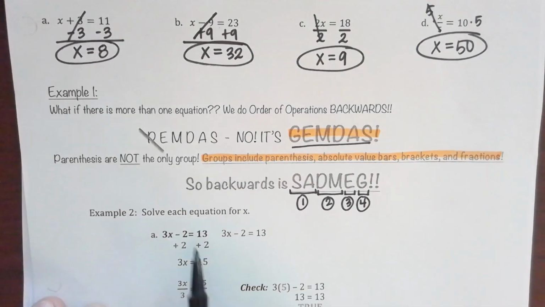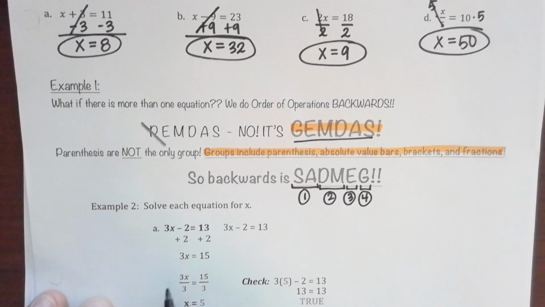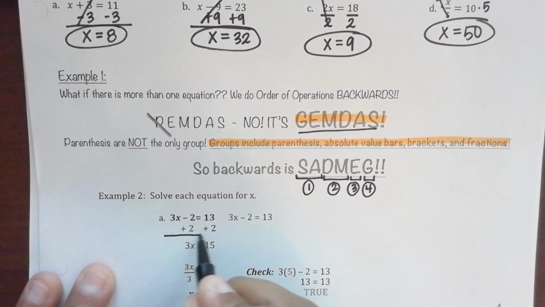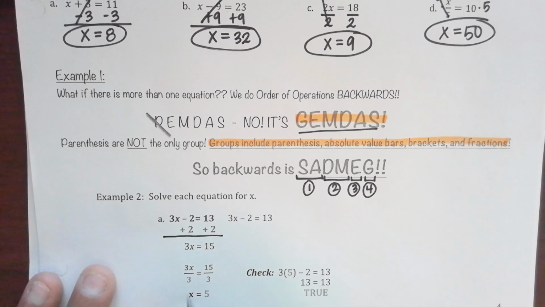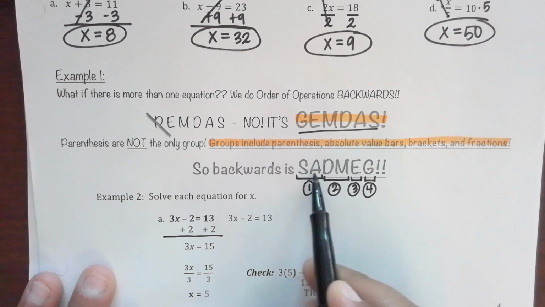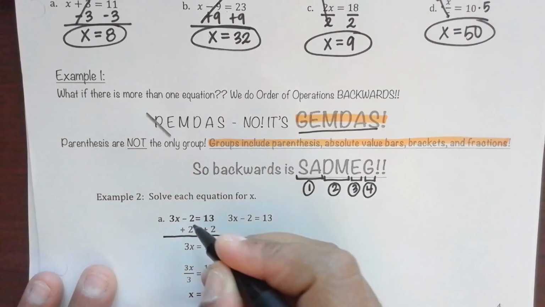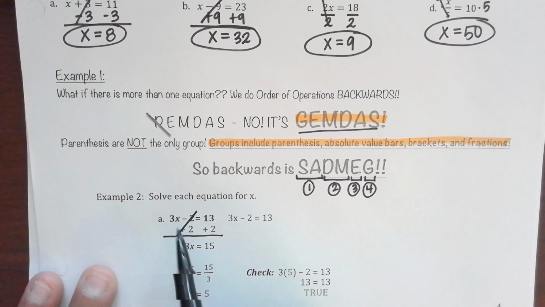So, it said solve each equation for x. So if I'm looking at this, we have 3x minus 2 equals 13. We end up having to add by 2 on both sides. That's a line because that's a step. We add by 2 because addition and subtraction have to be done first to move the constant from one side to the other. So these would cross out. 3x would be brought down.